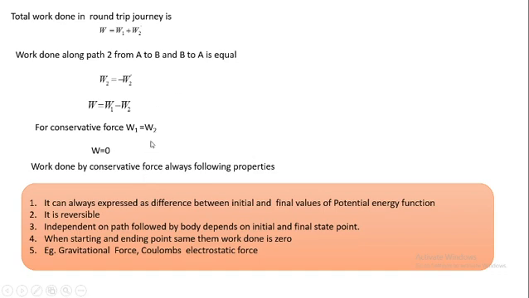Work done is a function of the potential at the points A and B, that is the initial and final state. Now this work done must be reversible. If a process is reversible, then the force is conservative. It is independent of the path followed by the body and depends only on its initial and final state points. If the starting and ending point is the same, then work done is 0. That is, your work done over the closed path must be equal to 0.